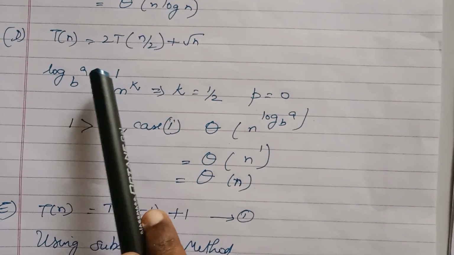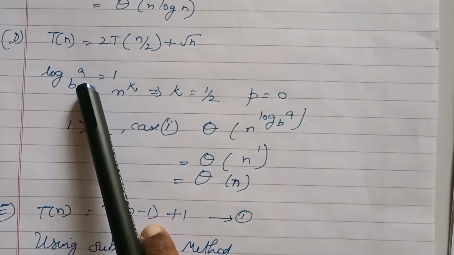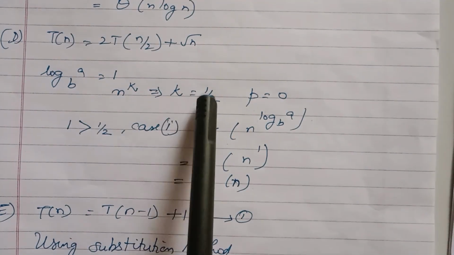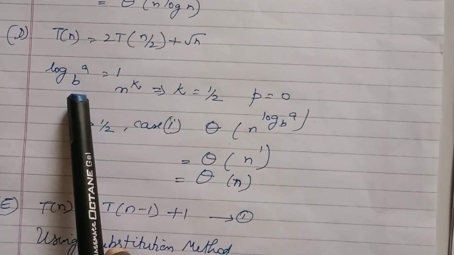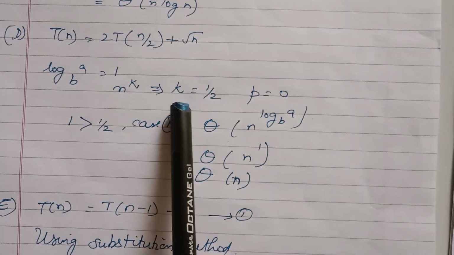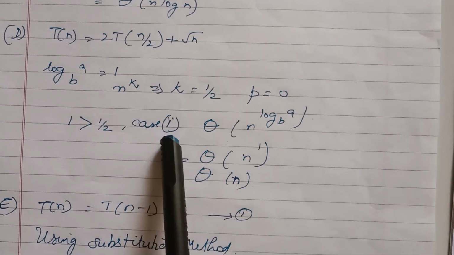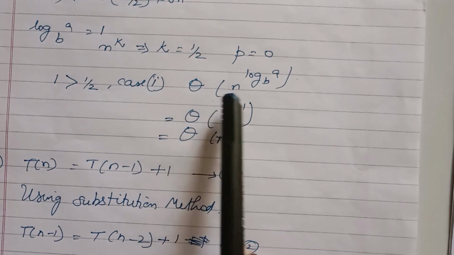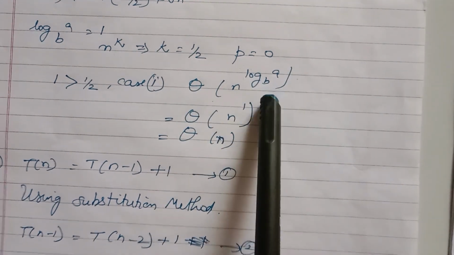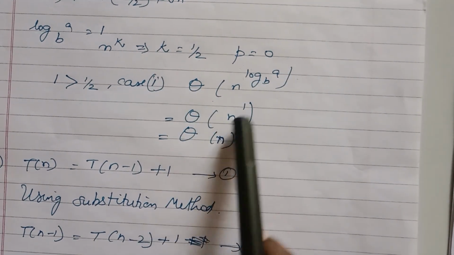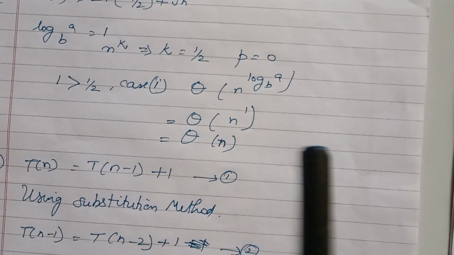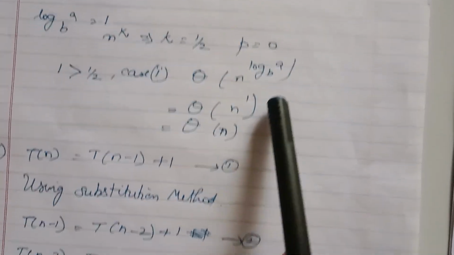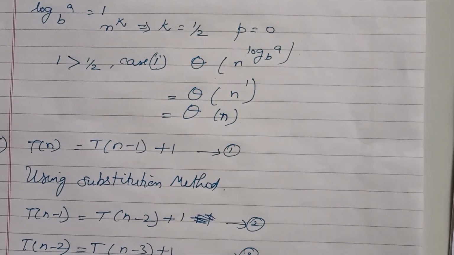So you find that here log ab is 1 and k is half, which means that log ab is greater than k. So which condition applies? It goes into case 1. So in case 1, the result will be order of n to the power of log ab. What is the value? Log ab value is 1. So the value is order of n.